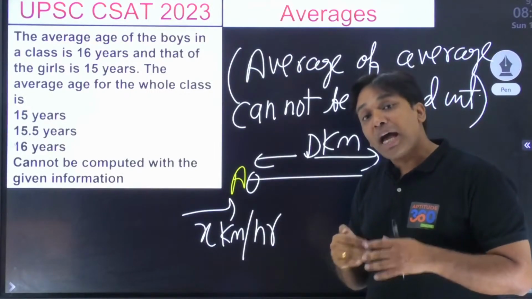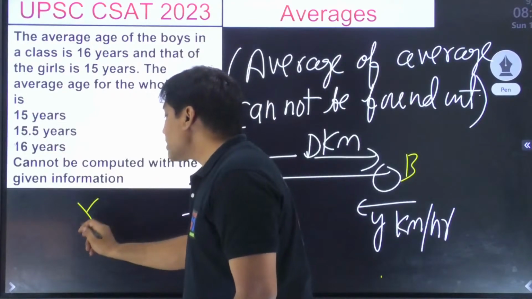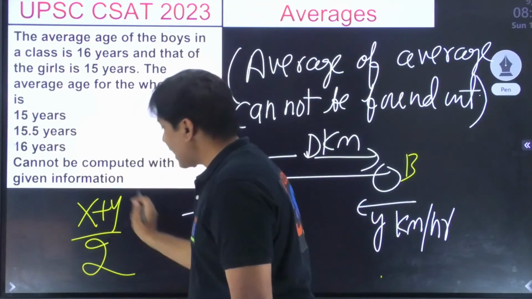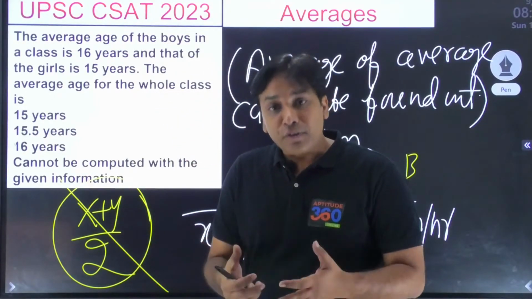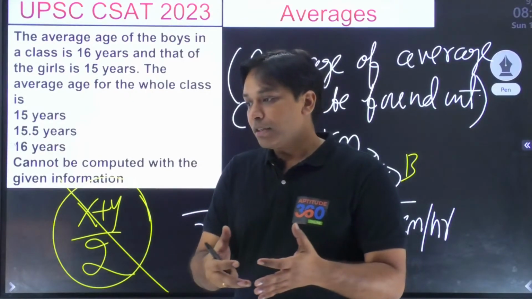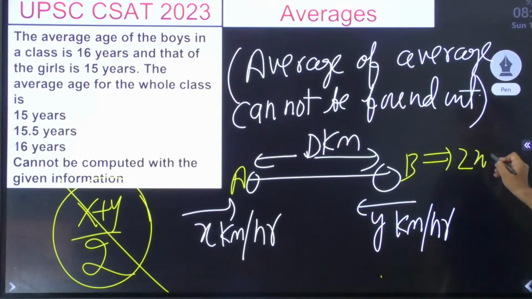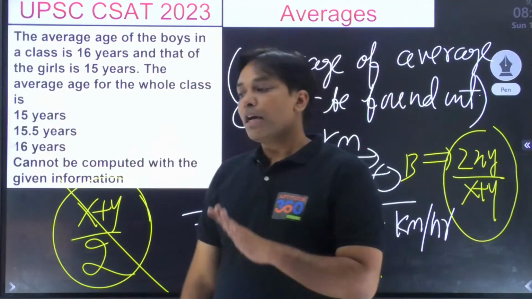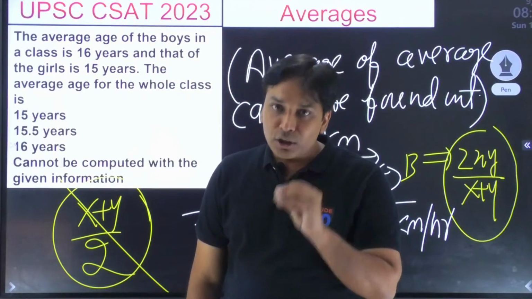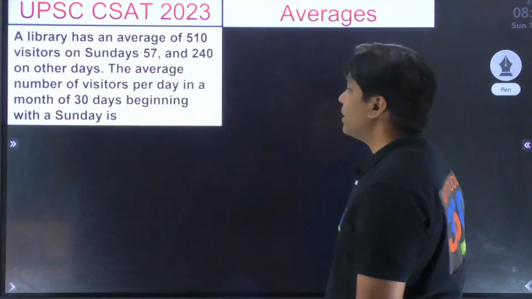So what is going to be the average speed of the entire journey, which is A to B and B to A? There are people who will say that x plus y by 2 is the answer. No, it is not the answer. Why is this not the answer? Because we cannot find the average of average. In this case, it is going to be nothing but 2xy upon x plus y. That we will do some other time. But as of now, my agenda is to tell you that you cannot find the average of average, and hence the answer is cannot be determined.